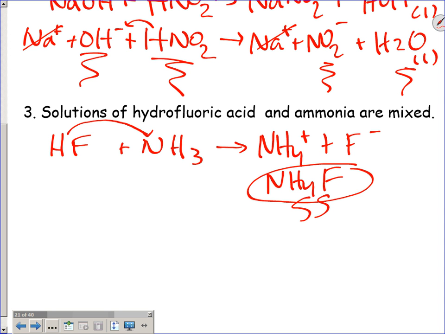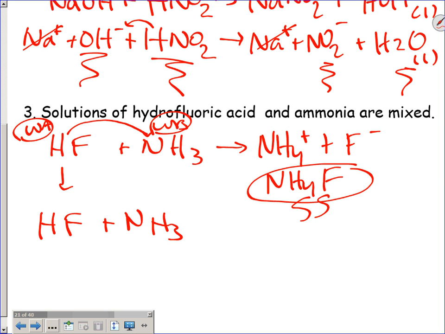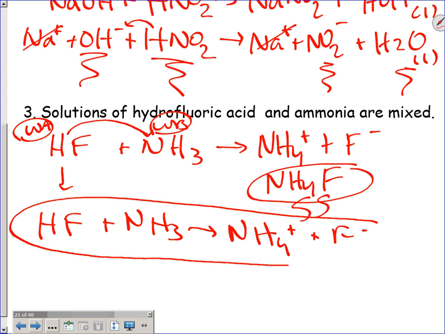What happens with our NIE? What do we write here? HF. Okay, what do I write next? NH3. I can't ionize either of these because this is a weak acid and a weak base. So I have to keep those together for my NIE and just write these separate in their salt ions. So this is my NIE right here. If you had formed the salt first, you would have ionized, but you cannot ionize anything else. You with me? You good?